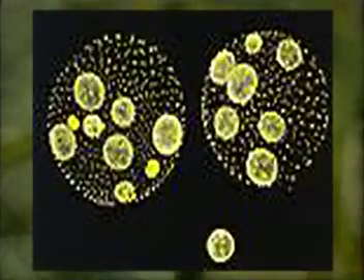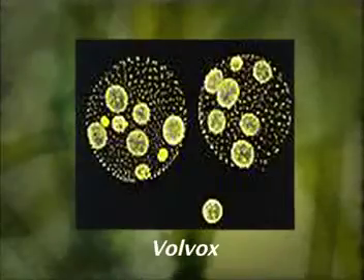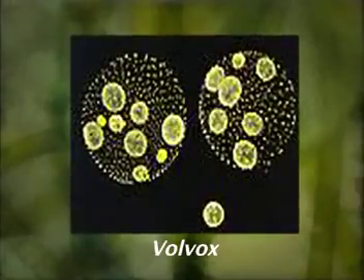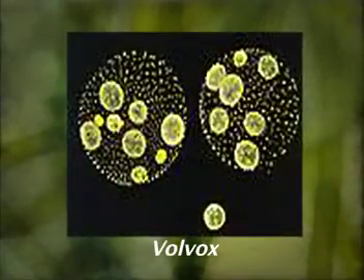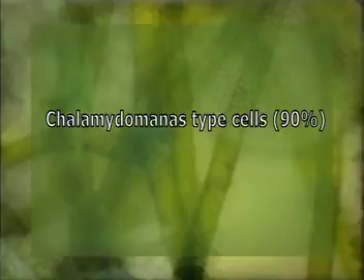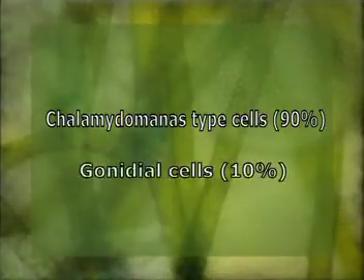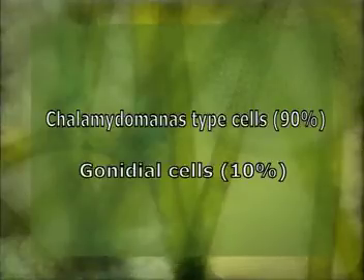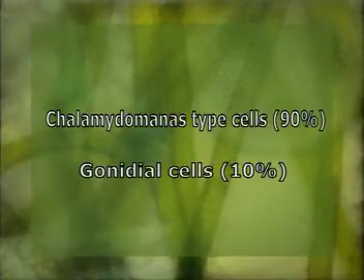Here I must clarify that Volvox is a multicellular colony but not a multicellular individual, because individual cells in the colony coordinate only for the movement of the colony. Otherwise, they show complete individuality or non-interdependence in matters of nutrition, respiration, and other life-supporting activities. Volvox on maturity shows polarity because it shows two different types of cells: Chlamydomonas-type cells, which constitute about 90% of the colony, are present in the anterior part, and gonidial cells, which constitute about 10% of the colony, are confined to the posterior part.